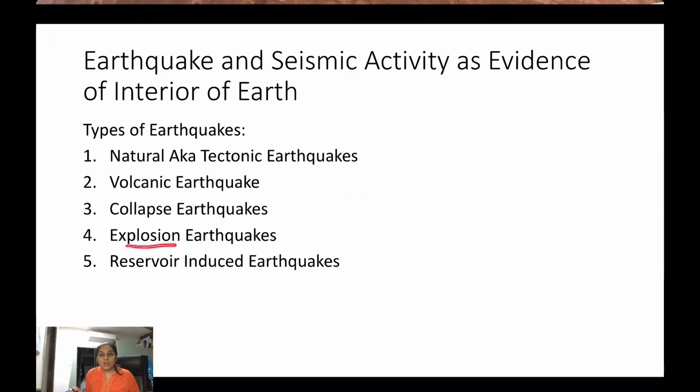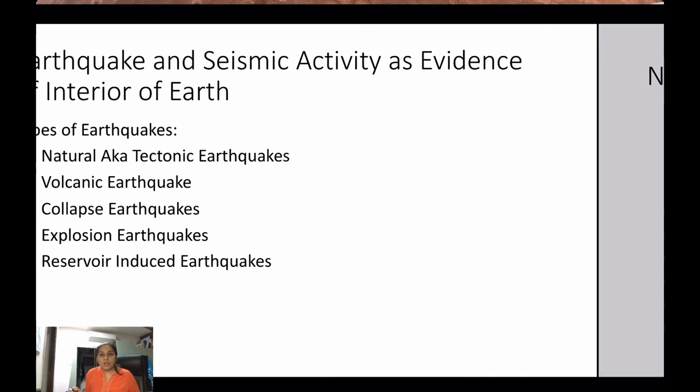Then there is explosion earthquakes, when there is a nuclear explosion or explosion of some missile or something. That's also when earthquake can happen. And then there is reservoir induced earthquake. So when we construct dams which are of really high pressure, and again we do not take into consideration the capacity of the rock or the capacity of the nature, that's when this kind of earthquake can also occur. So these are the different types of earthquakes.